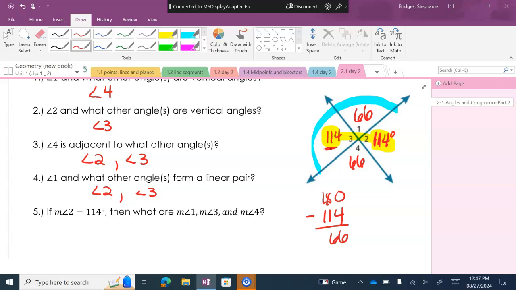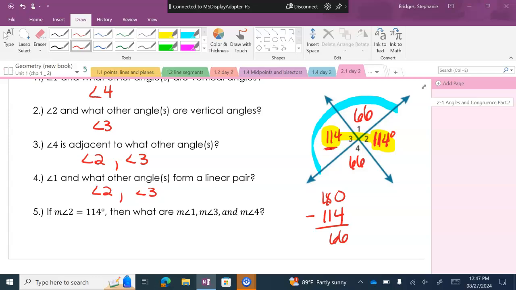They are either a linear pair or they are vertical. What are these two? Are they a linear pair or are they vertical? They're vertical. And what do we know about vertical angles? They're congruent. So if I want to solve for x, I'm going to set these two equal to each other. So I'm going to say 2x minus 10 equals 120. You can solve from there.